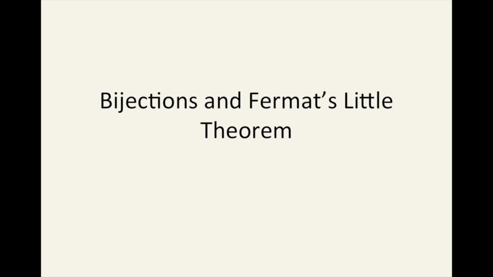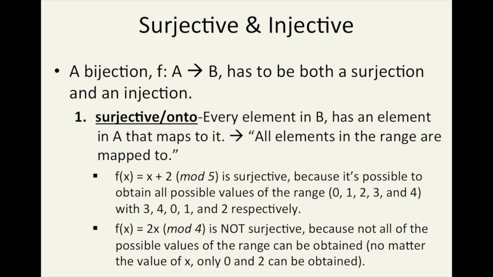So this is the review video for bijections and Fermat's little theorem. Let's get started. First, a bijection has to have two properties. It has to be both surjective as well as injective.